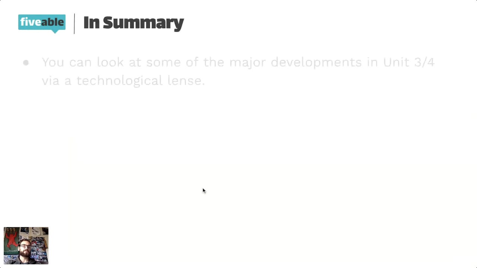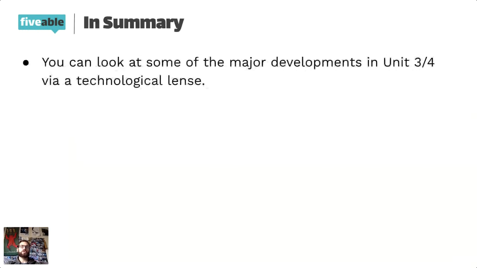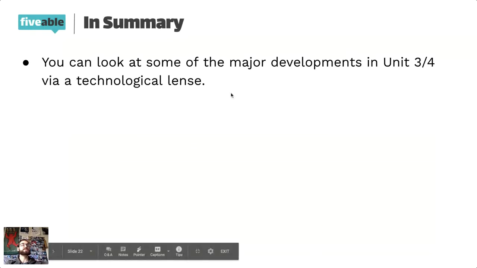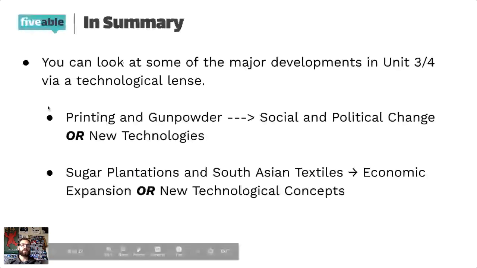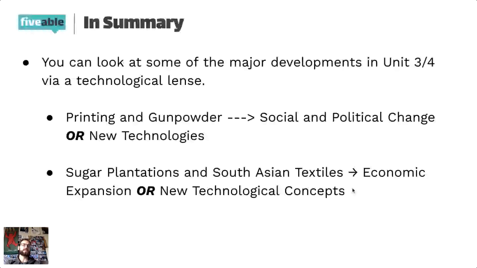So, in conclusion, the purpose of this stream is to get you to think a little bit more about the technological lens of Units 3 and 4, that there's a lot more than meets the eye, especially if we're talking about complexity points. You can look at technologies like printing and gunpowder not just as evidence of social and political change, but also technological change, and textile production as well as sugar plantations as not just economic and trade related, but also technological concepts.